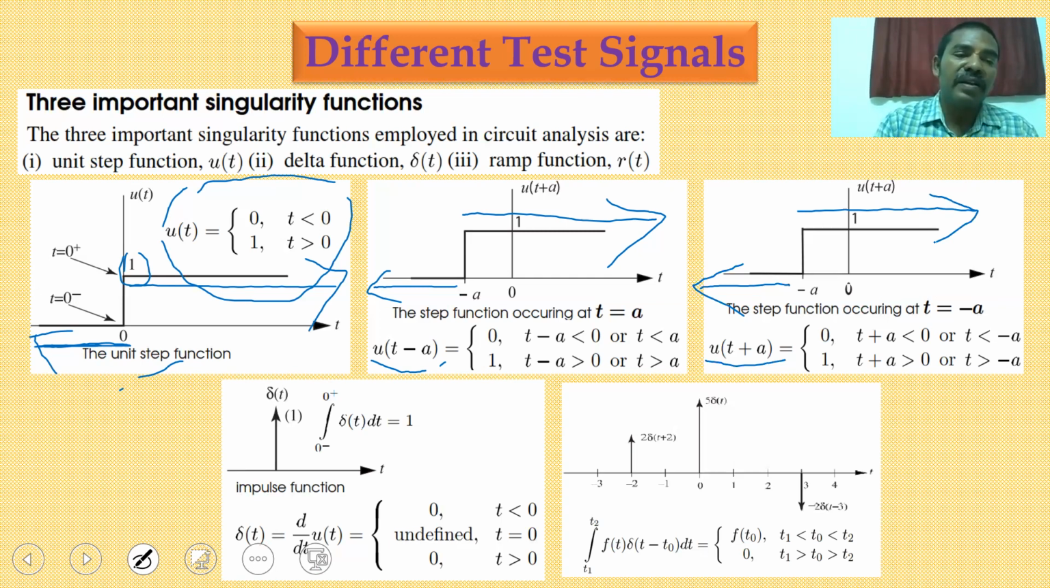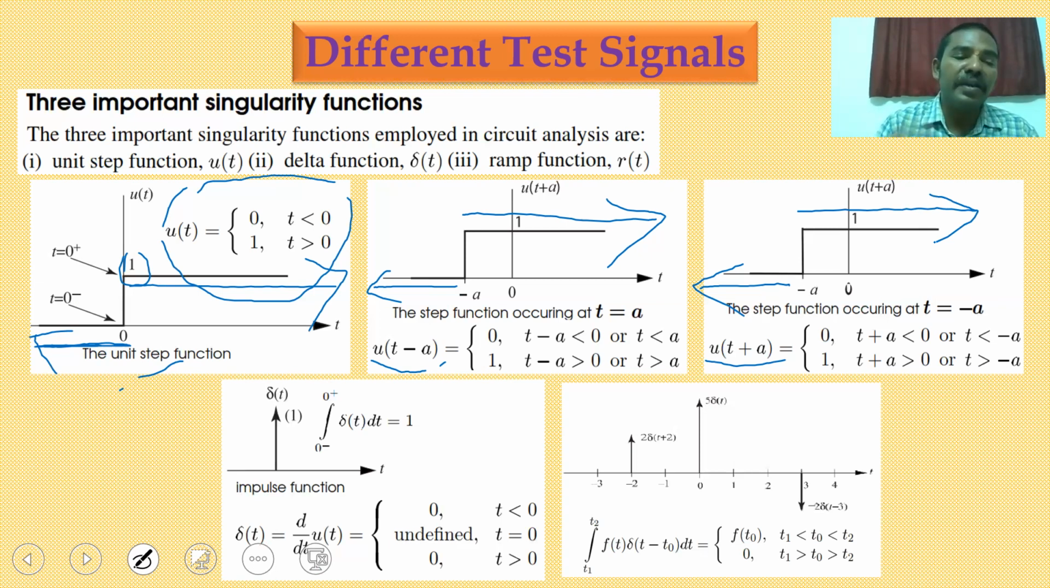So without delay is the first equation, then with delay, and with acceleratory delay. These are the three periodic functions you are representing. Similarly, the delta function means it is an impulse. The definition of an impulse is that at t equal to 0 it must be infinity. Then you can say that it is an impulse function.